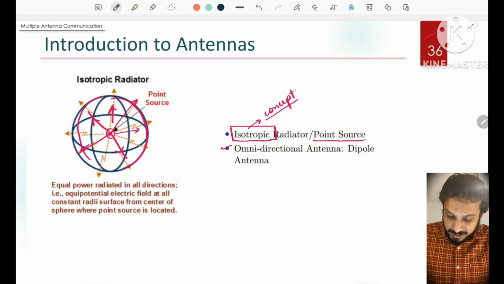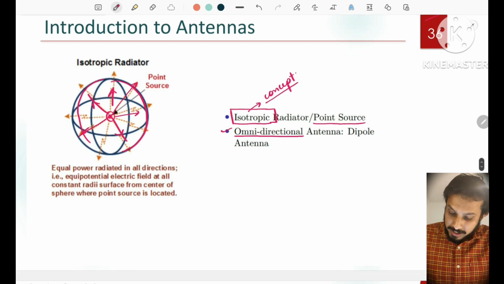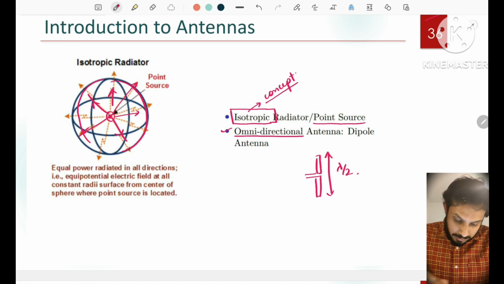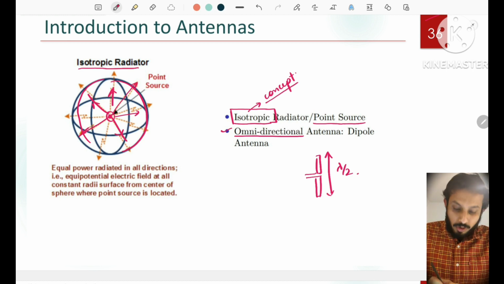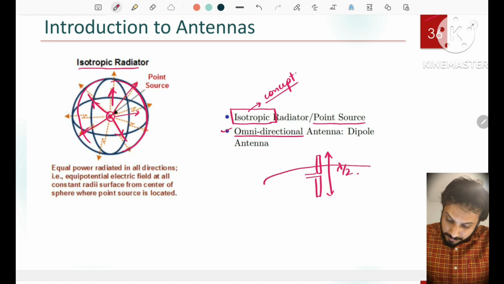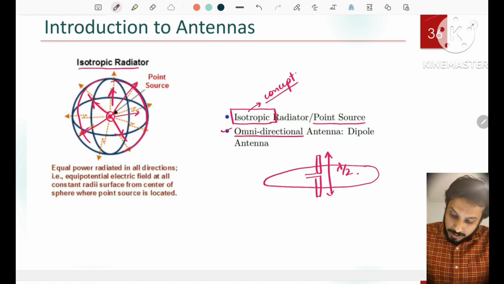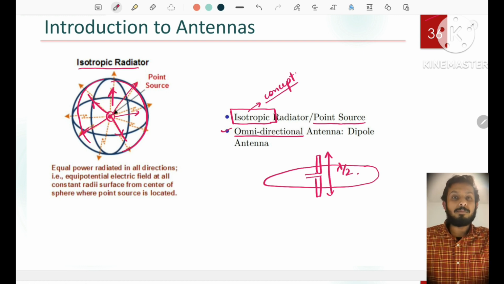Second is the omnidirectional antenna. An omnidirectional antenna is a dipole antenna of size lambda by 2, and in contrast to the isotropic radiator, which radiates equally in all the directions, the omnidirectional antenna has a pattern that is equal in the azimuth plane, whereas it is not equal in the vertical plane.